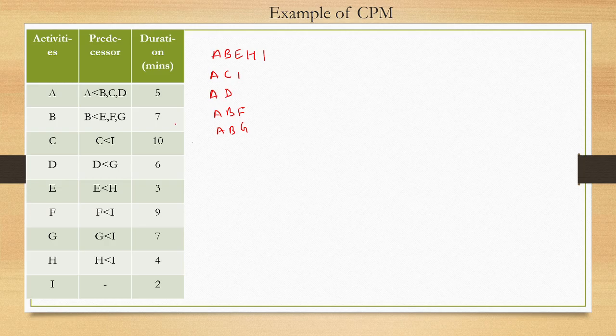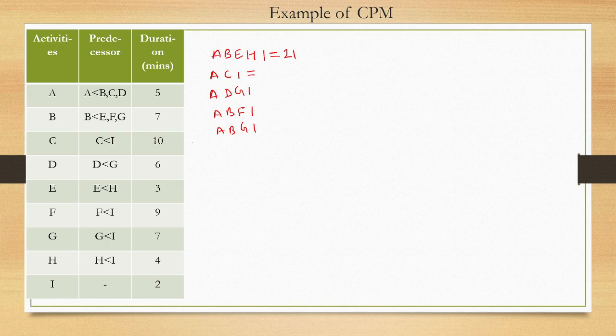Now where D is coming, G. Where G is coming, I, so ADGI is one more path. ABF, where F is coming, FI. And the last is where G is coming, GI. So total, these are the paths. Just add their activity durations. So A has 5, 7, 12, 12 and 3, 15, 15, 4, 19 and 2, 21.